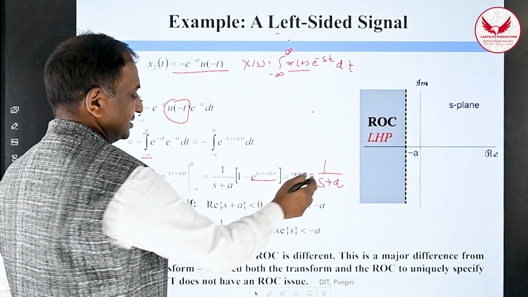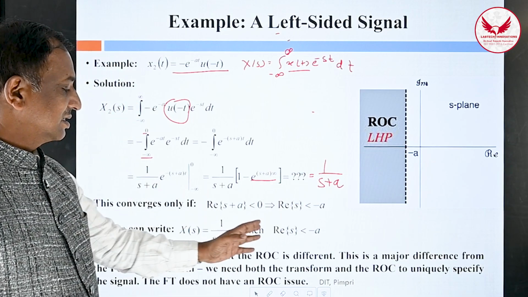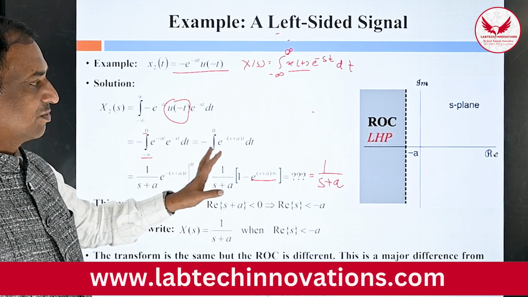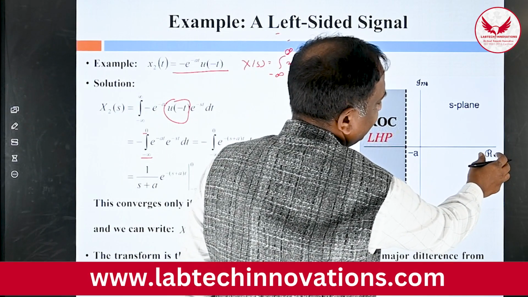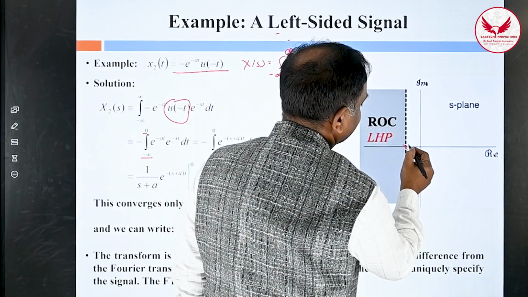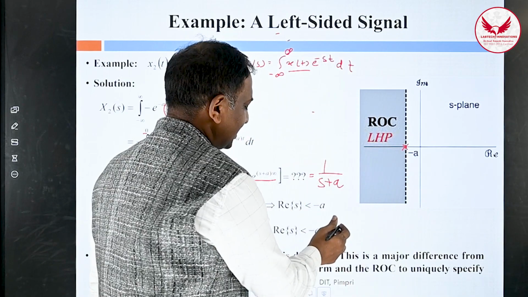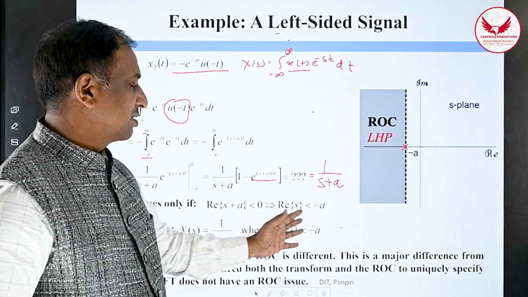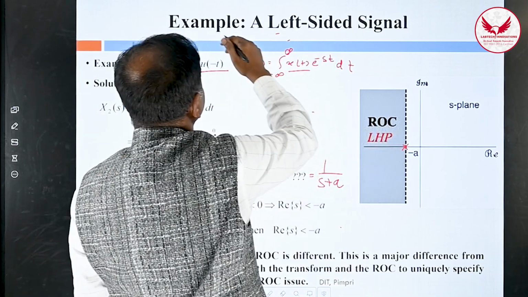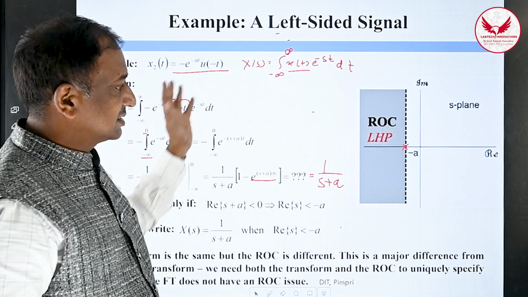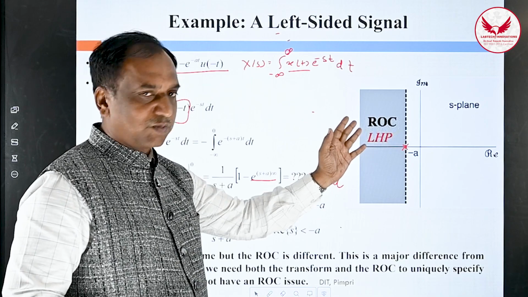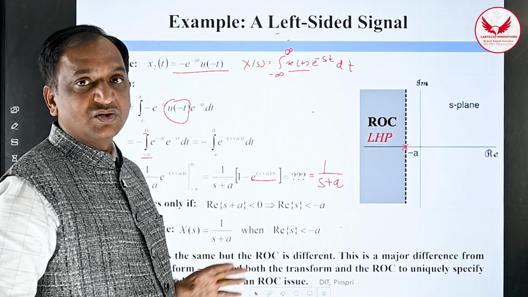So the Laplace transform is 1 upon s plus a, and the ROC is real part of s less than minus a. I told you to find out the pole in the ROC. This is the s plane, with real part of s and imaginary part of s, and the pole is located at s equal to minus a. So this is minus a, and the ROC is real part of s less than minus a. If you see, the signal is a left-sided signal, and the ROC is also left-sided. If the ROC is to the left of the pole, that means the signal is a non-causal signal.